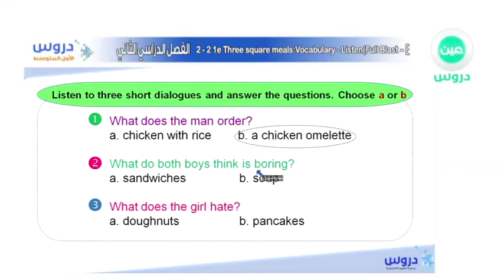Alright, so what do both of them think is boring? Do they think soup is boring or sandwiches? That's right, they actually think sandwiches are boring. And what did they say exactly? When he said, we don't usually have soup for lunch, he was like, I know, but I'm bored of sandwiches. He just told it right away. So that's why sandwiches is the correct answer.